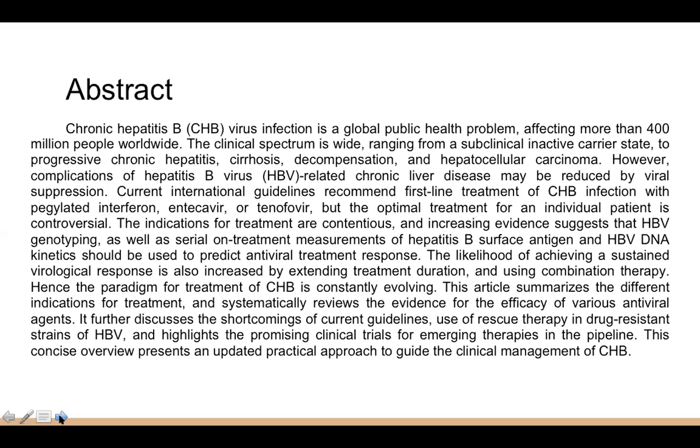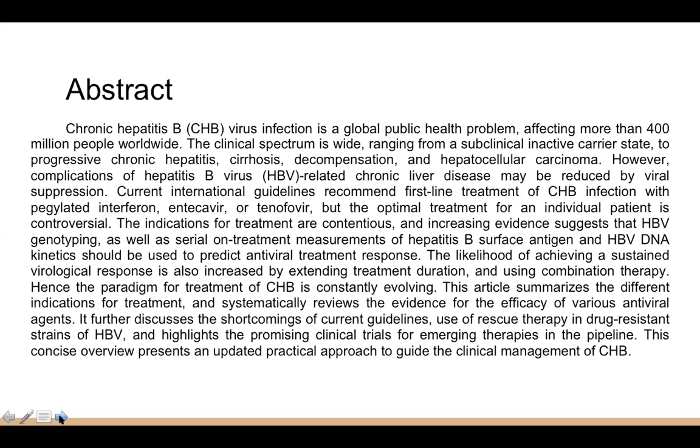Abstract: chronic hepatitis B virus infection is a global public health problem affecting more than 400 million people worldwide. The clinical spectrum is wide, ranging from a subclinical inactive carrier state to progressive chronic hepatitis, cirrhosis, decompensation, and hepatocellular carcinoma. However, complications of hepatitis B virus-related chronic liver disease may be reduced by viral suppression.